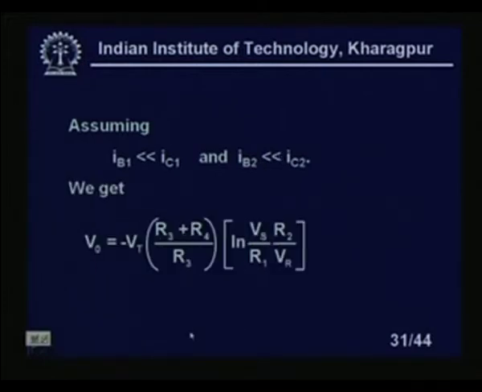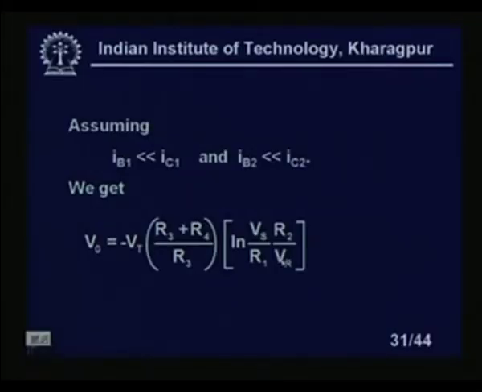We get V0 equal to minus Vt times (R3 plus R4) by R3, natural log of Vs by (R1 into R2) by Vr. So, obviously you can see that if I assume R1, R2 and Vr are all constant, the only variable here is Vs, because Vt is also constant for a particular room temperature. So, you can see that V0, if I assume R1, R2 and the reference voltage Vr are all constant.